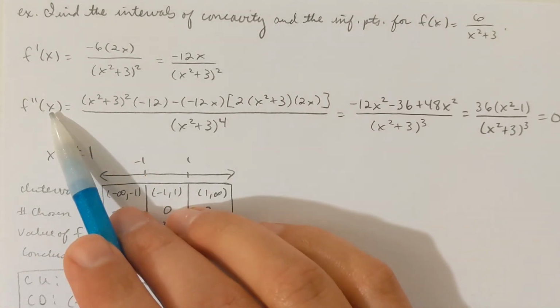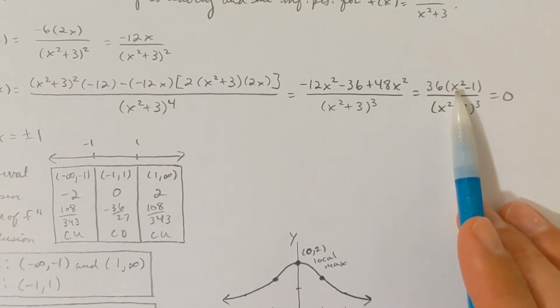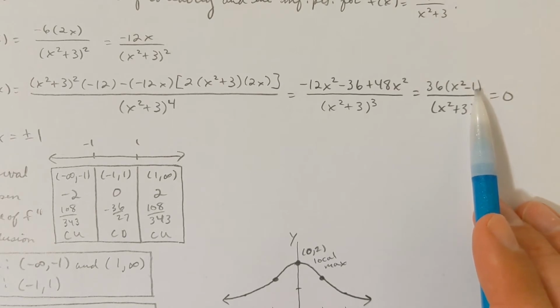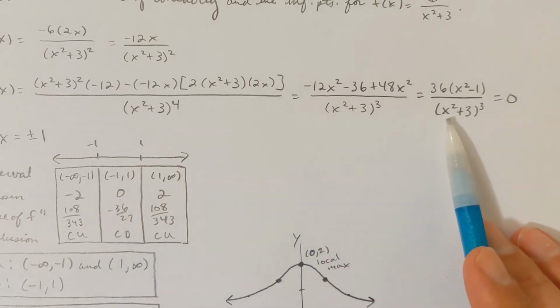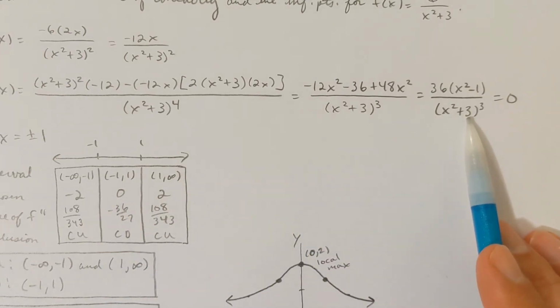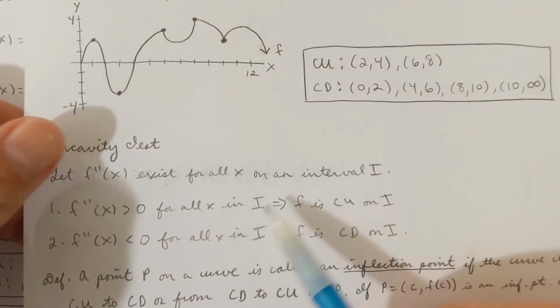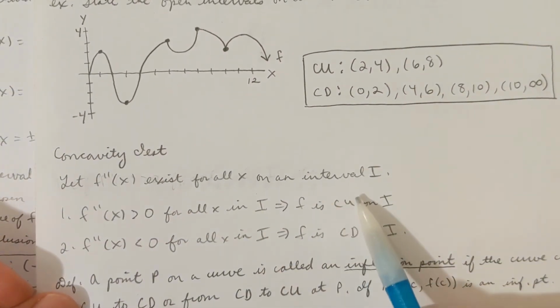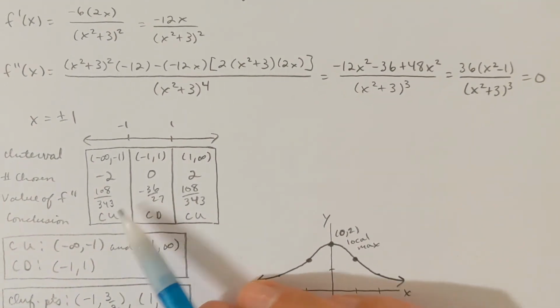and plug that into f double prime, well, I'm going to have, let's see, negative 2 squared is 4, minus 1 is 3, times 36 would be 108. And then I'm dividing by, negative 2 squared is 4, plus 3 is 7. 7 cubed would be 343. 108 divided by 343, that's a positive. And from the concavity test, if f double prime of x is positive, that means that you're concave up on that part of the graph. Okay, so concave up would be my conclusion.